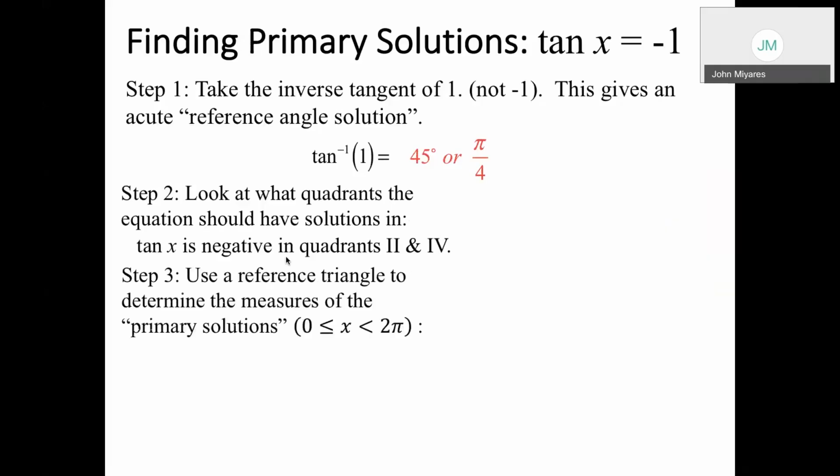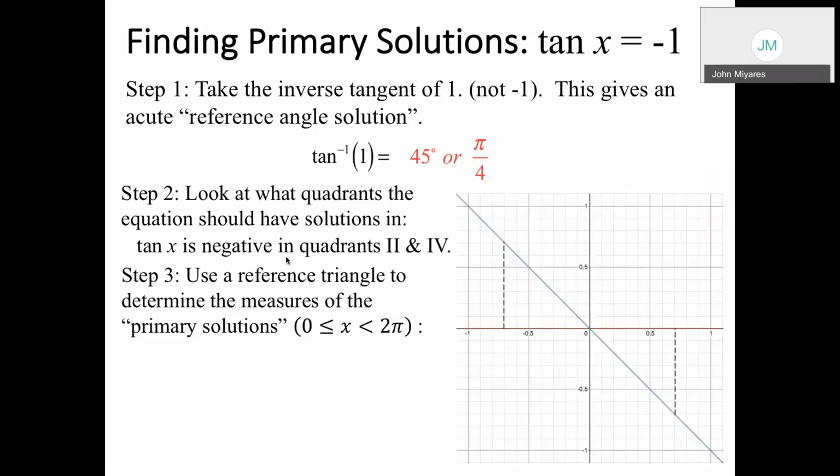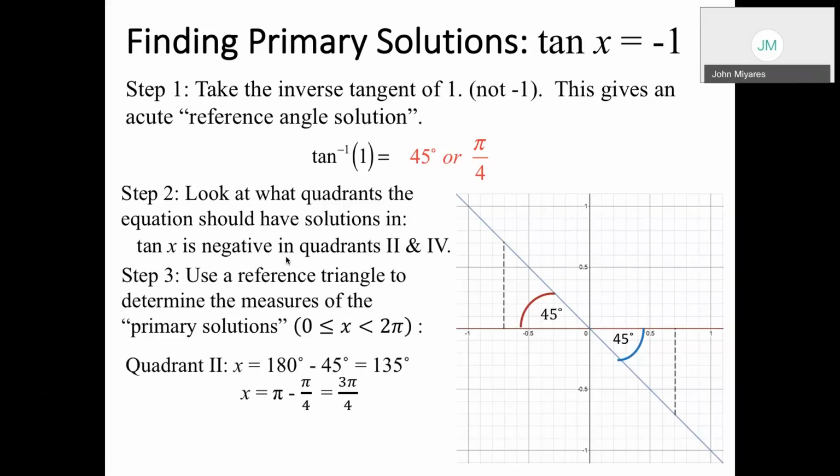Next, let's construct the reference triangles in quadrants 2 and 4 to see what the primary solutions are going to be. When I do that, we'll have something like this, where the terminal sides of the angles are in quadrants 2 and 4, measuring 45 degrees off the nearest x-axis. That will place those angles at 135 degrees in quadrant 2 and 315 degrees in quadrant 4. The radian equivalents, as we can see, will be 3 pi over 4 and 7 pi over 4.